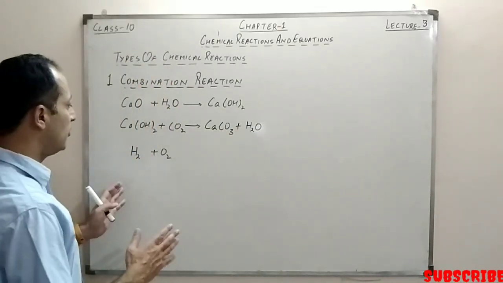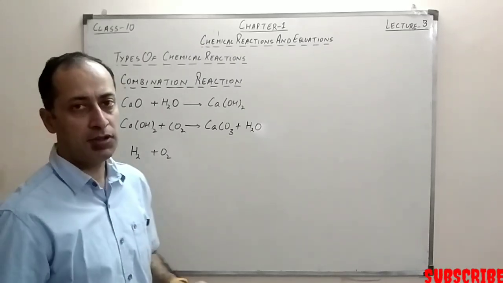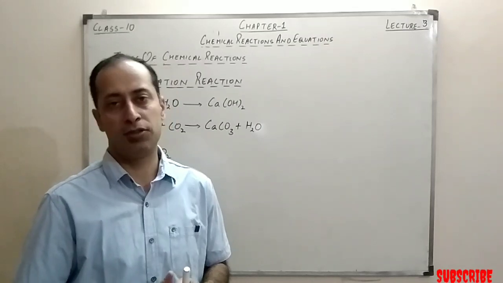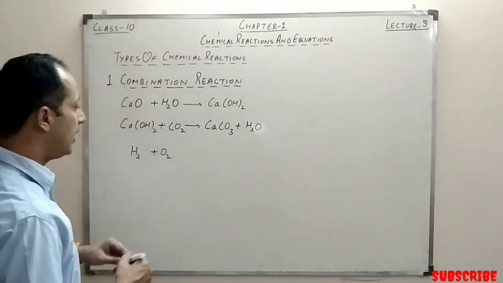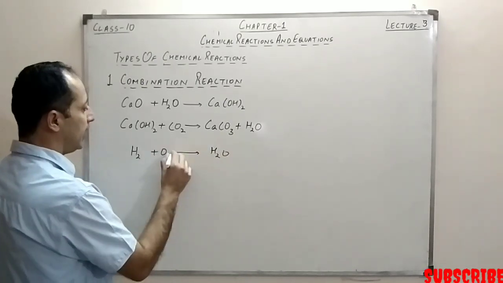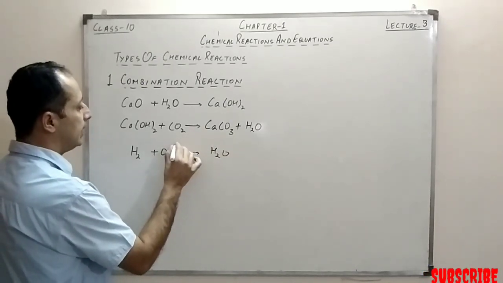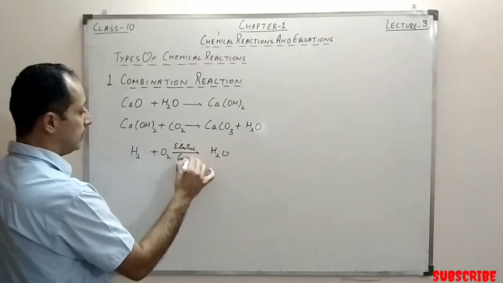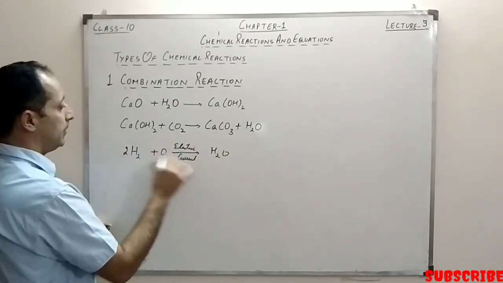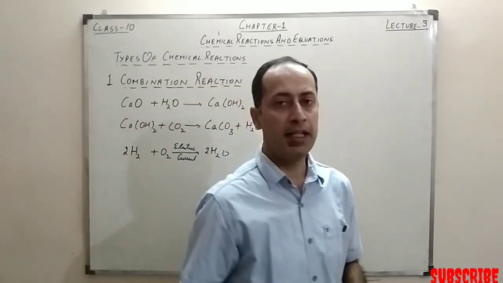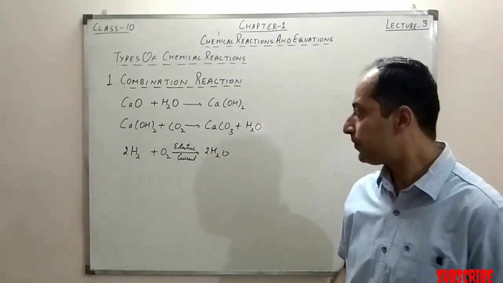If we have to combine hydrogen and oxygen, we have to put some spark. Some spark has to be passed through it. Then only they turn into water. That is, we have to pass electric current through it. So this is the balanced equation. Right. So this is what happens in case of combination reaction.